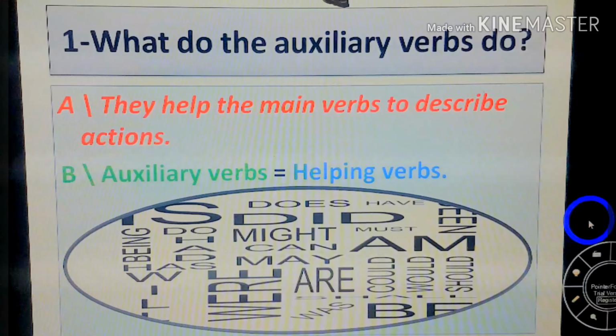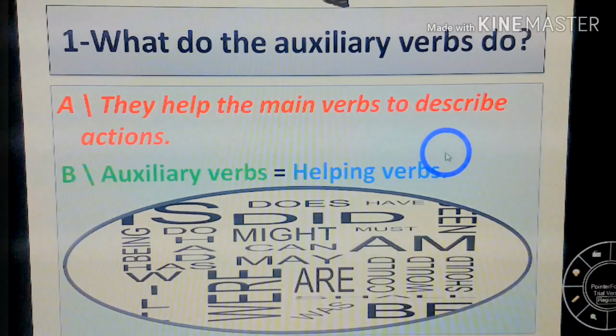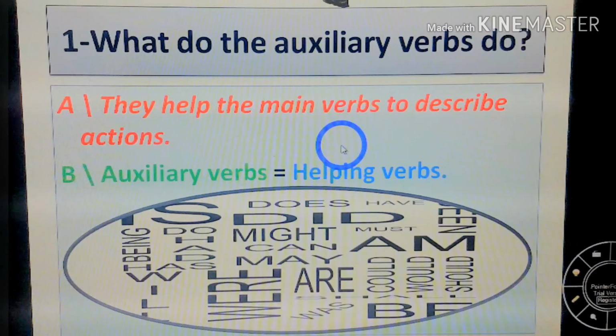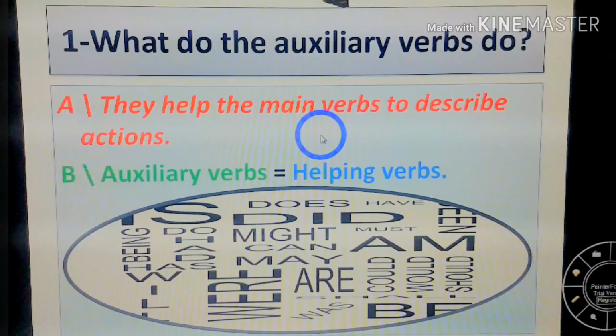Someone will ask me, what is the function of the main verbs in this case? The main verbs show the actions. The main verb shows the actions. Here it clarifies the action for you. The main verbs clarify the event for you. But the auxiliary verbs help the main verbs to describe the action, while the main verbs show the action.